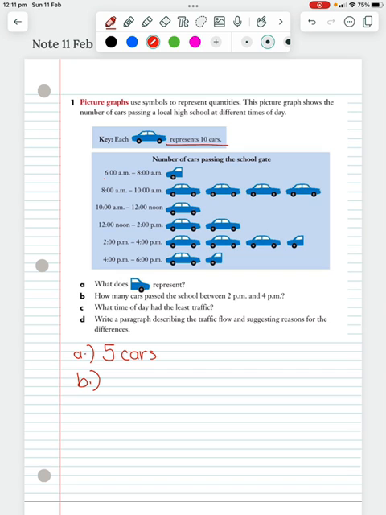B is how many cars pass the school between 2 p.m. and 4 p.m. So here are my times. I'm going to look for my 2 to 4 p.m. I'm going to just do some shorthand. Remember, we need to communicate what we're doing. So number of cars, and I'm going to write 2 to 4 p.m. It's going to equal 10 plus 10 plus 10 plus 5. So I'm going to write that out, and that's 10, 20, 30, 35 cars.